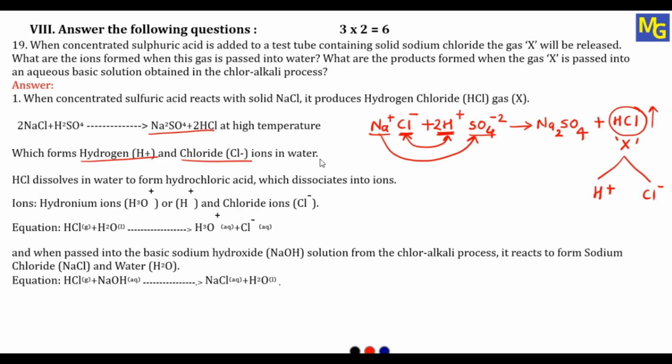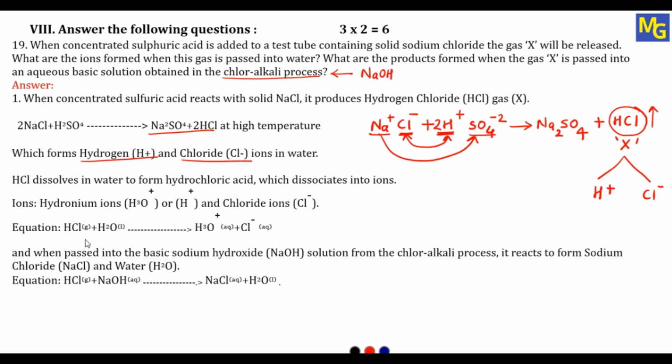Now what are you going to do? Again it is asked, what is the product it forms when the gas is passed into aqueous basic solution of chloralkali process? In chloralkali process, the basic solution which is formed is NaOH, sodium hydroxide. So we are going to react our gas with NaOH. So see here what happens, the equation.